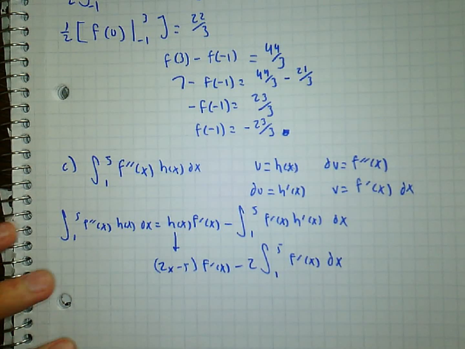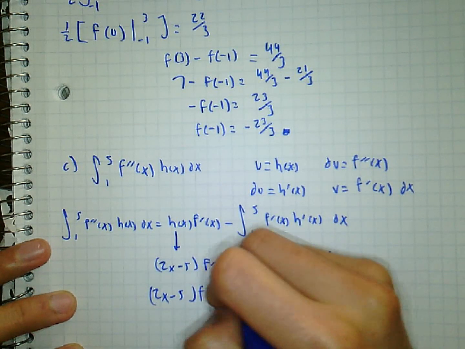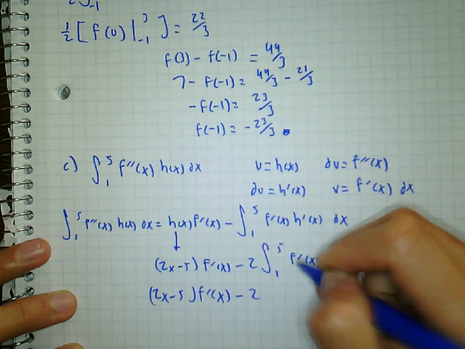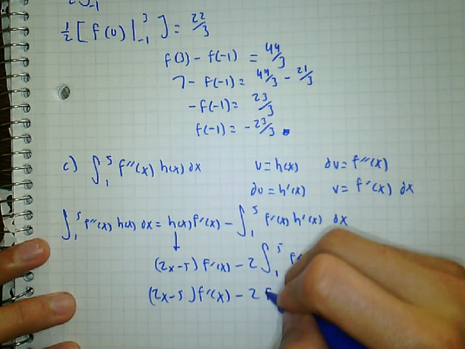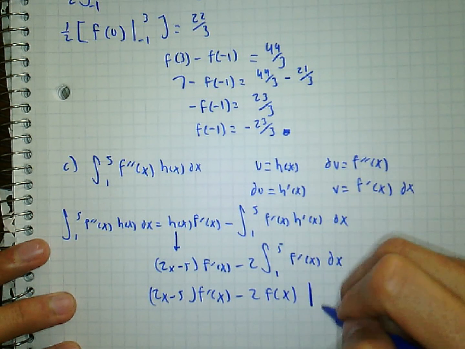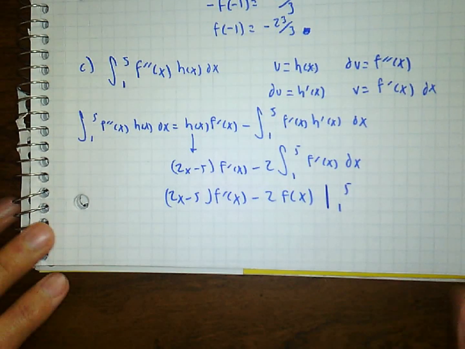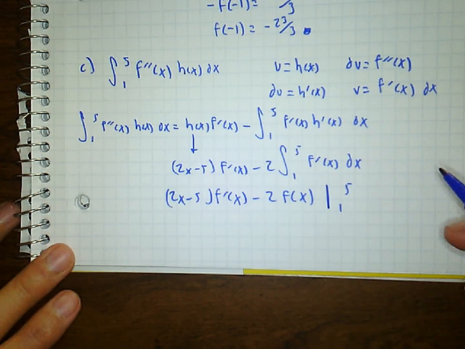Which then simplifies things quite a lot. So we've got 2x minus 5 times f prime of x, minus 2. The integral of f prime of x is simply going to be f of x. And then all of this will be evaluated from 1 to 5. Okay? So now we've got this going on. We're going to plug in 5, and then plug in 1 and subtract them.